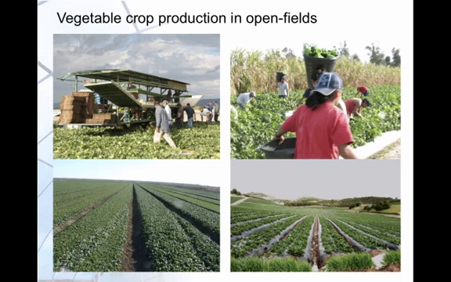So as you all know, open field production is a major means of vegetable production in the US. We have a few pictures presenting this production. Upper left is melon production in Arizona. This is a scene of harvesting melons in a field. Lower left is baby spinach production, also in Arizona. And upper right is bell pepper production in Florida. This is also a scene of harvesting. And lower right is strawberry production in California.